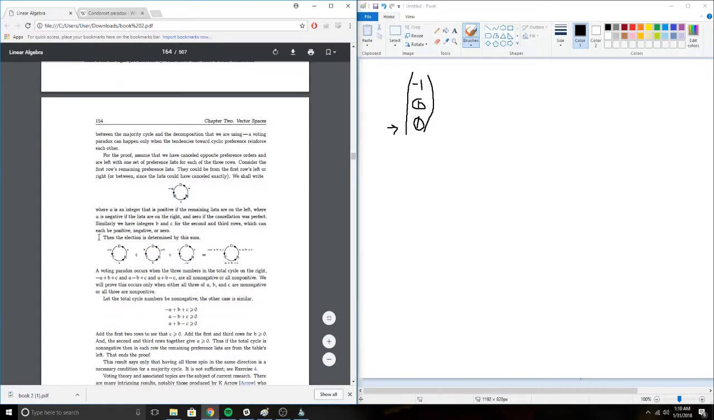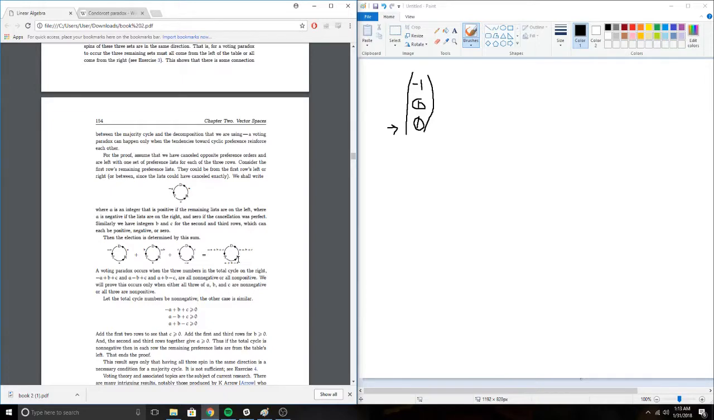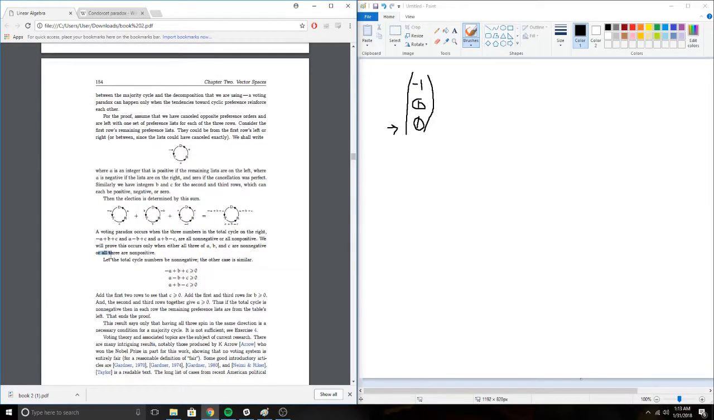So then the election is determined by this sum. Here we have each cyclical thing showing one preference order. And we end up, after adding all of them, with negative A plus B plus C, A minus B plus C, and A plus B minus C. And because we need this to be cyclical, we need these mini equations all to be of the same sign, or else the circle will not work and we will not have a cyclical representation of how the voters feel of each candidate. So for example, we're letting the total cycle numbers be non-negative. The other case is similar.